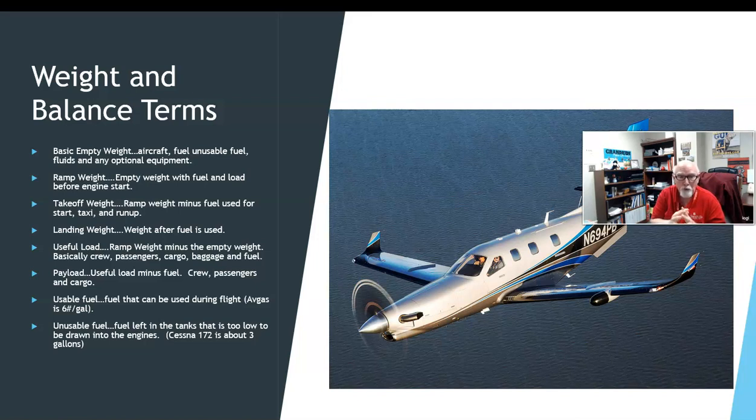Useful load is the ramp weight minus the empty weight. So that's your crew, your passengers, cargo, baggage, and any fuel. Payload is the useful load, of course, but fuel is not part of your payload. That's your crew, passengers, and cargo. Usable fuel is fuel that you can use. Usually it's about 5% less than what your tanks hold, and then you can figure fuel at 6 pounds per gallon. Unusable fuel is the fuel left in the tanks that is too low to be drawn into the engine. For the Cessna 172, it's about 3 gallons out of 50.